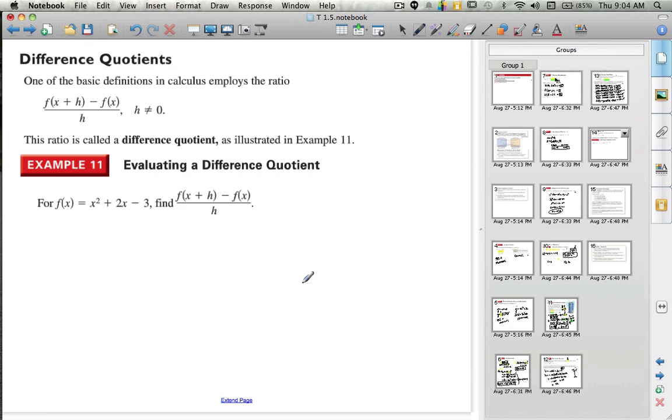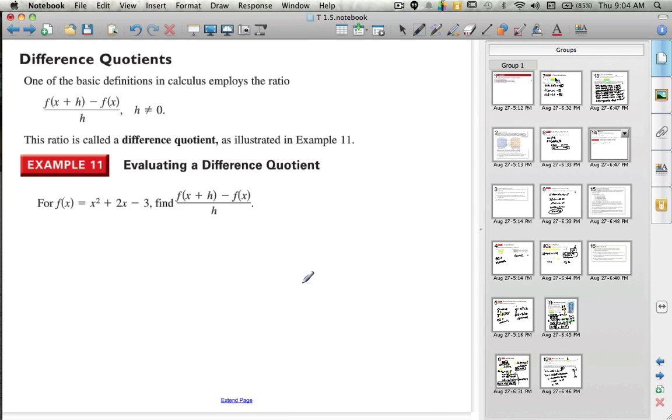Okay, so now difference quotients. This is going to be one of the basic definitions of calculus. They're telling you it employs the ratio of difference quotients. And this ratio is calculated using f of x plus h minus f of x, divided by h. It's called the difference quotient.